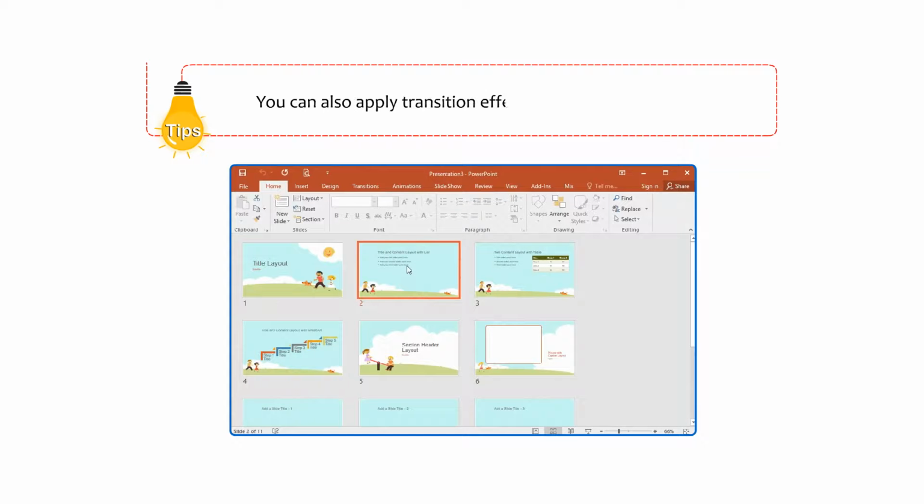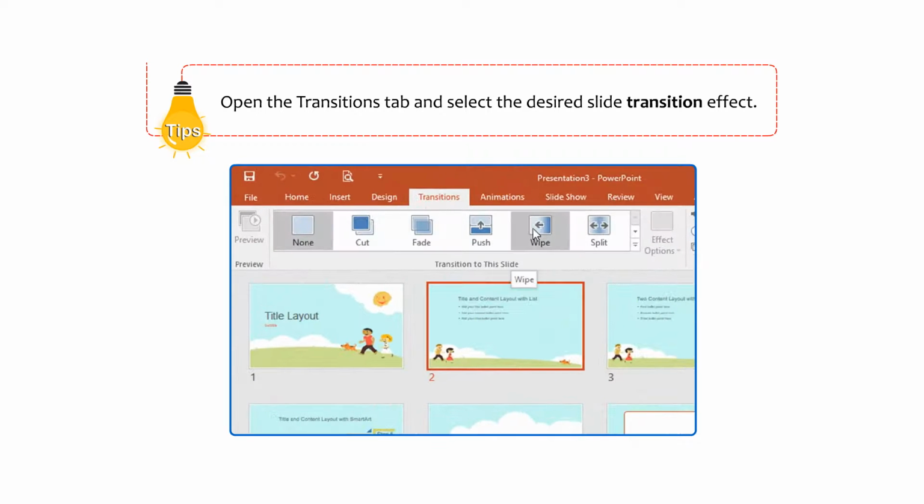Let me give you a tip now. You can also apply transition effects in Slide Sorter view. Open the Transitions tab and select the desired slide transition effect.